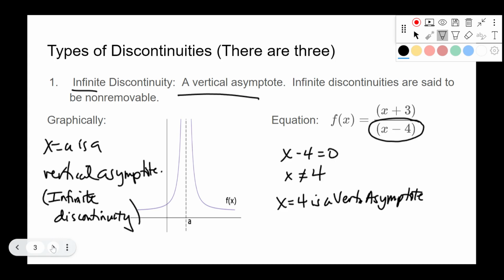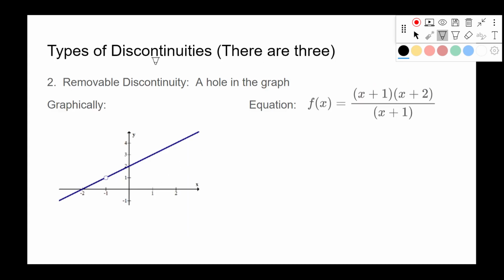That's an infinite discontinuity. Okay, the next type of discontinuity is a removable discontinuity. A hole in the graph is a removable discontinuity. So graphically, here's what you see. We have what looks like a line, but literally in the middle of it, there's a hole. All right, so this is considered to be a removable discontinuity, this hole. You can patch the hole. All right, in calculus, you actually learn how to patch the hole.